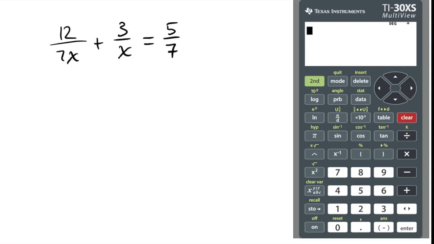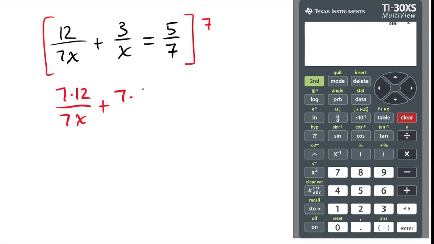One of the things I can do is pick off these fractions, break them up one at a time, or I can do them all at once. I'm going to do them in two steps here, and I'm going to begin by multiplying both sides of this equation by the number 7 and observing what happens. So if I put a factor of 7 in this first term, it becomes 7 times 12 over 7x plus 7 times 3 over x equals 7 times 5 over 7.